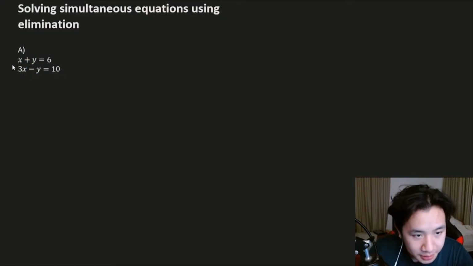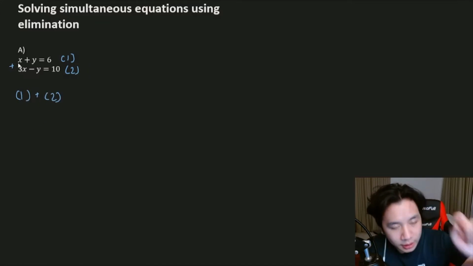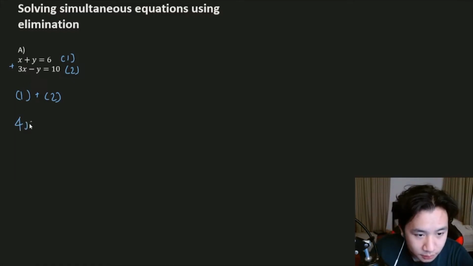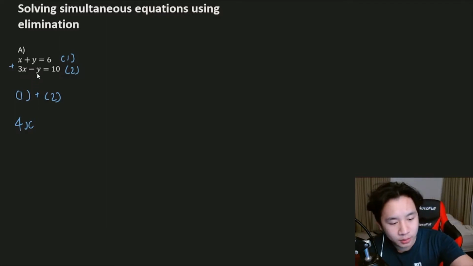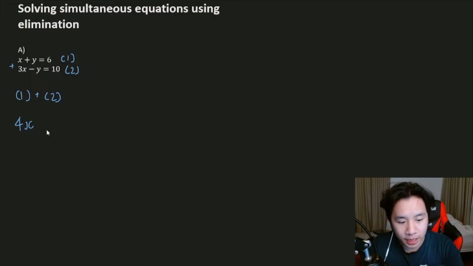So let's say I add these two together. I should label this as 1 and 2. So I'm going to be adding 1 and 2 together, and you want to add vertically. So we have x plus 3x, which is just 4x. Now the plus y and minus y, if you add those two together, they cancel out, and so you don't write anything here.